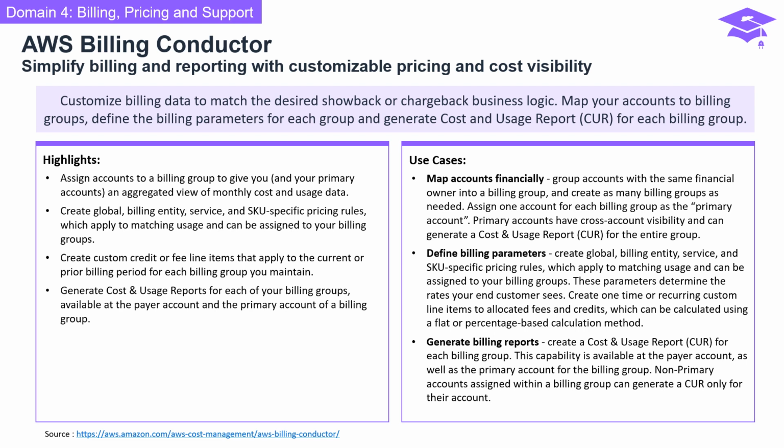Define billing parameters: create global, billing entity, service, and SKU-specific pricing rules to determine the rates your end customers see. This includes one-time or recurring custom line items for allocating fees and credits using flat or percentage-based calculation methods.